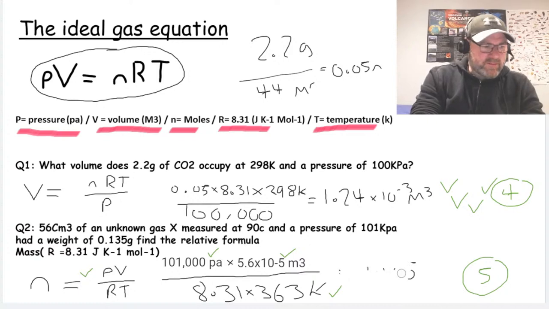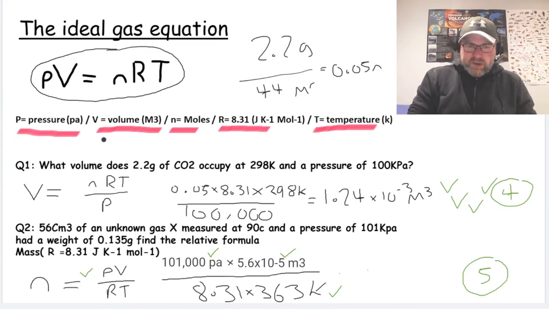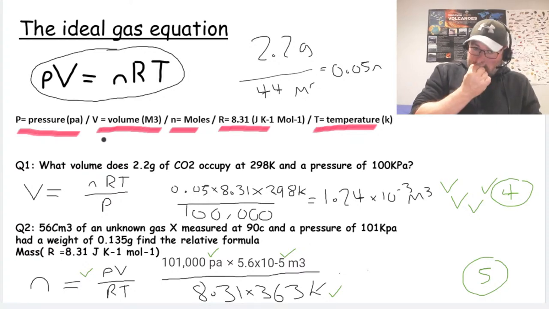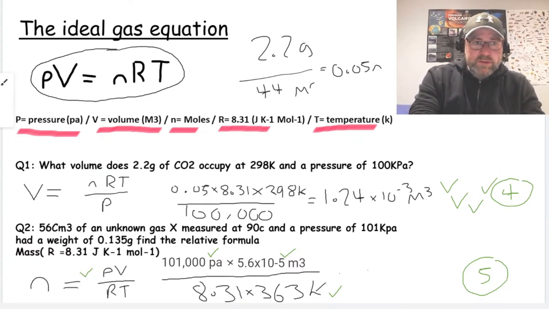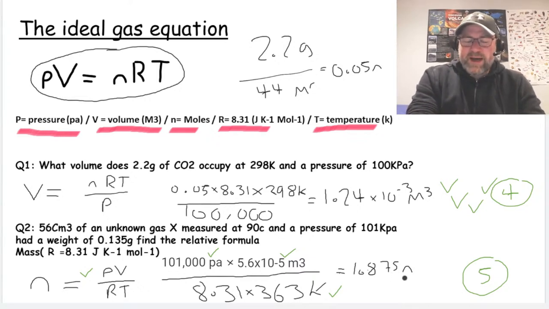Let's work out the moles first of all. You might be able to do it all at once. If you've got your scientific calculator, give it a go, and I will try and work it out on this end. Right, 101,000 times 5.6 times 10 to the minus 5. I just need to make sure I bracket, because I'm disgusting for not bracketing on these big numbers. So I believe the number of moles, you can check me on this, is 1.875, let's say, moles. Hopefully that's all right.